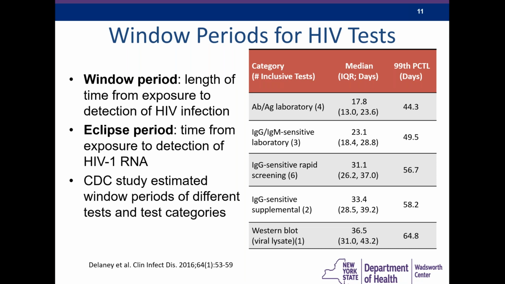Basically, they had a number of different longitudinally collected plasma samples from quite a number of different people with HIV-1 who had seroconverted, over 200 samples in all. And then they measured the time from which sample RNA could first be detected to which sample they could have reactivity on one of the immunoassays. These tests fell into different categories: the laboratory-based antigen-antibody test, the laboratory-based antibody-only screening test, point-of-care rapid tests, and supplemental tests.